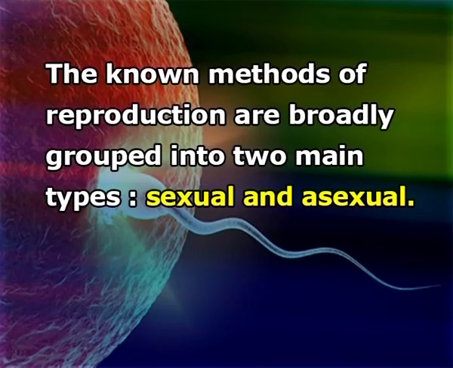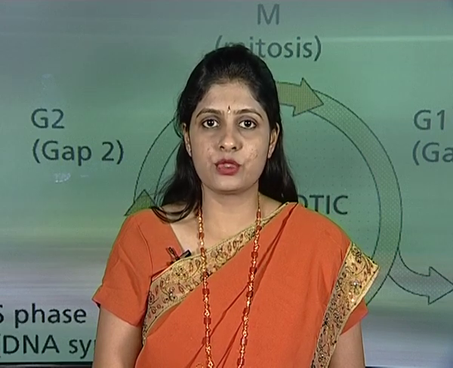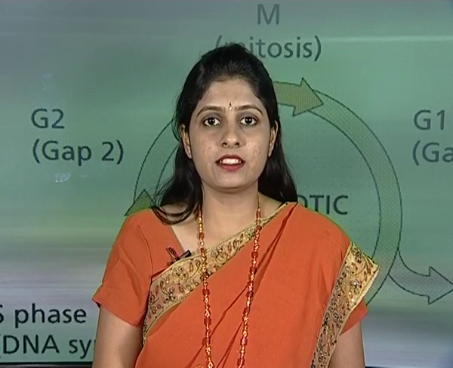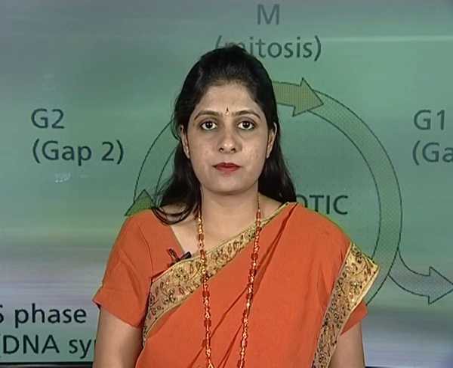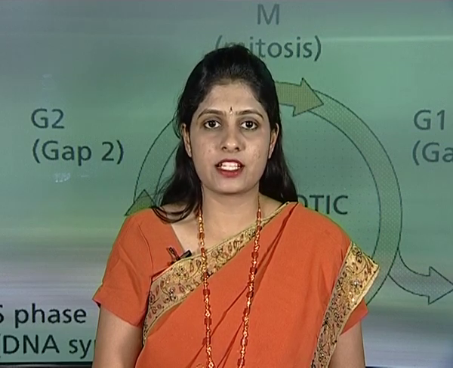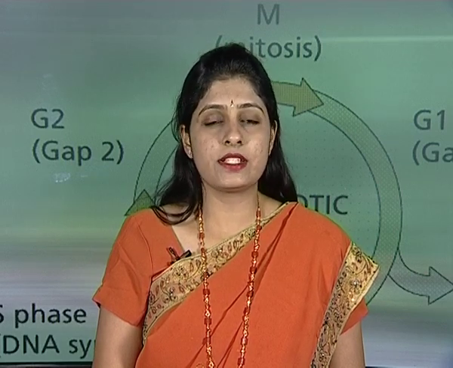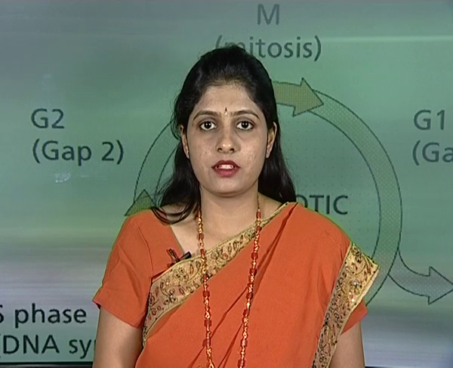The known methods of reproduction are broadly grouped into two main types, sexual and asexual. In asexual reproduction, an individual can reproduce without involvement with another individual of that species. The division of a bacterial cell into two daughter cells is an example of asexual reproduction. Asexual reproduction is not, however, limited to single cell organisms.